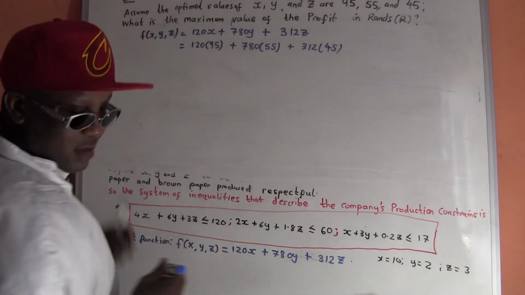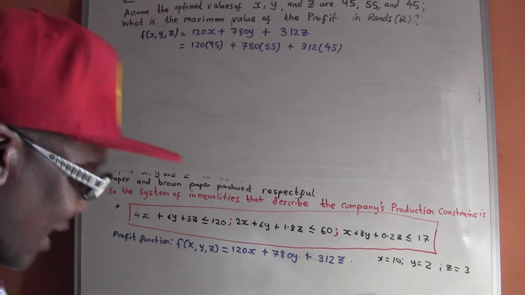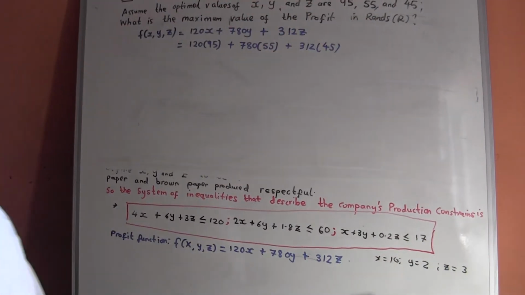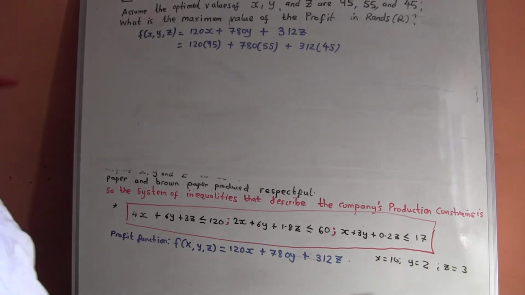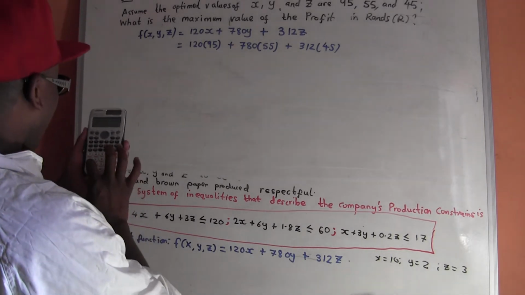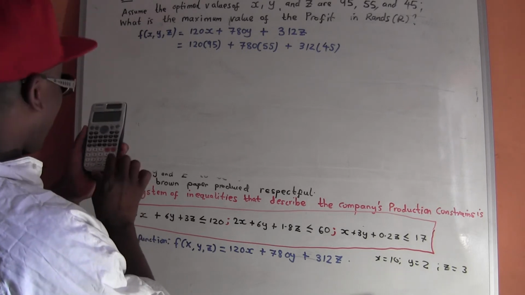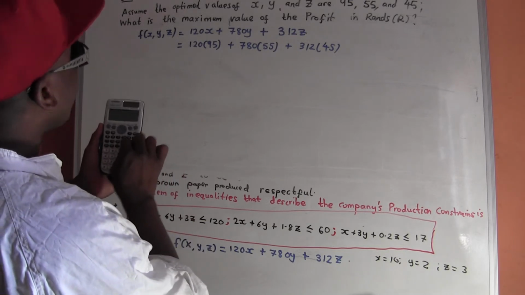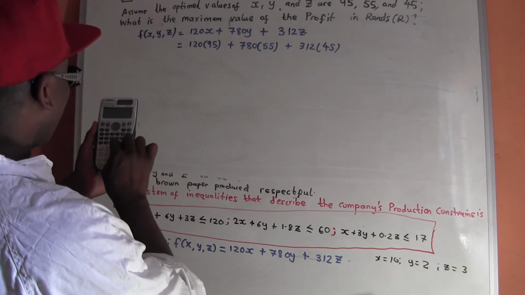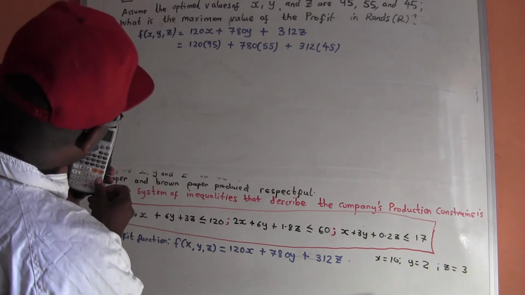So take a calculator, plug it in. Where's my calculator? I can't see it. Oh, I got it, this one. Okay, excuse me, my apologies. So I'm gonna say 120 bracket 95, and then plus 78 bracket 55 plus 312 in the bracket 45. Okay, 68340.